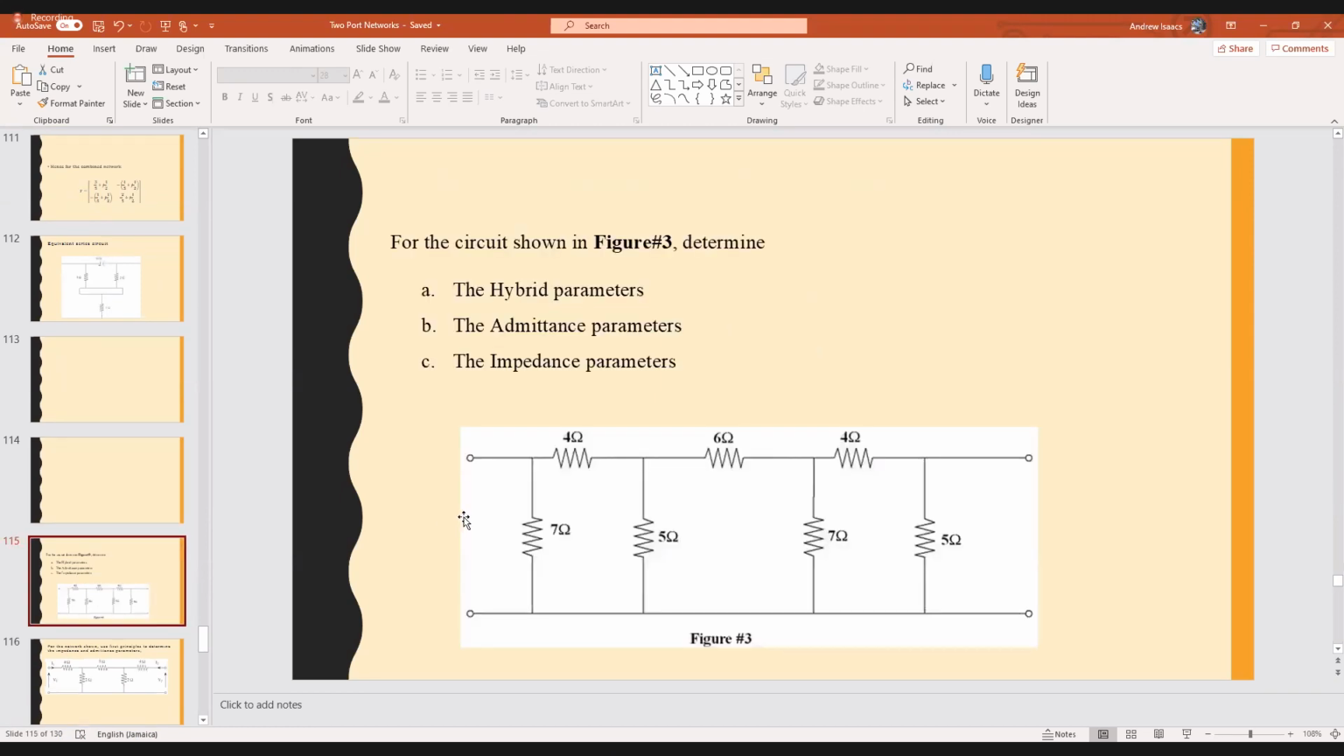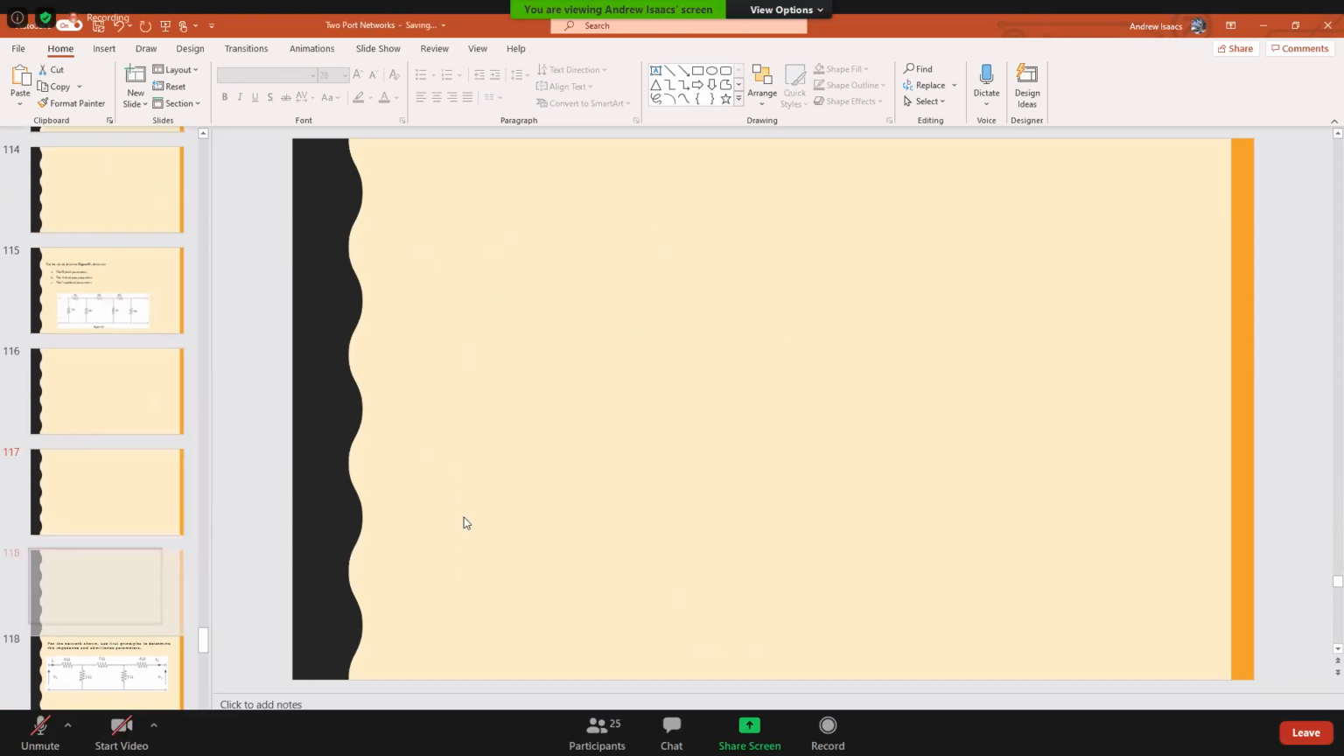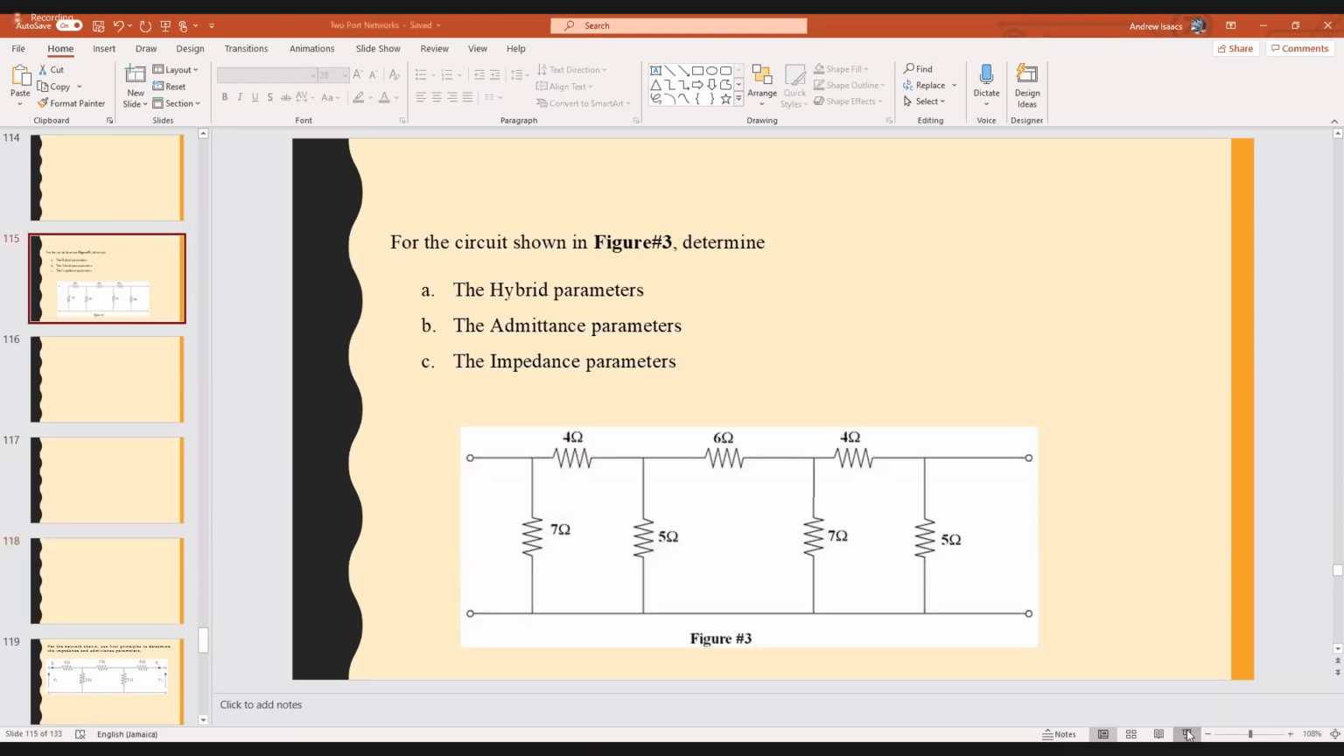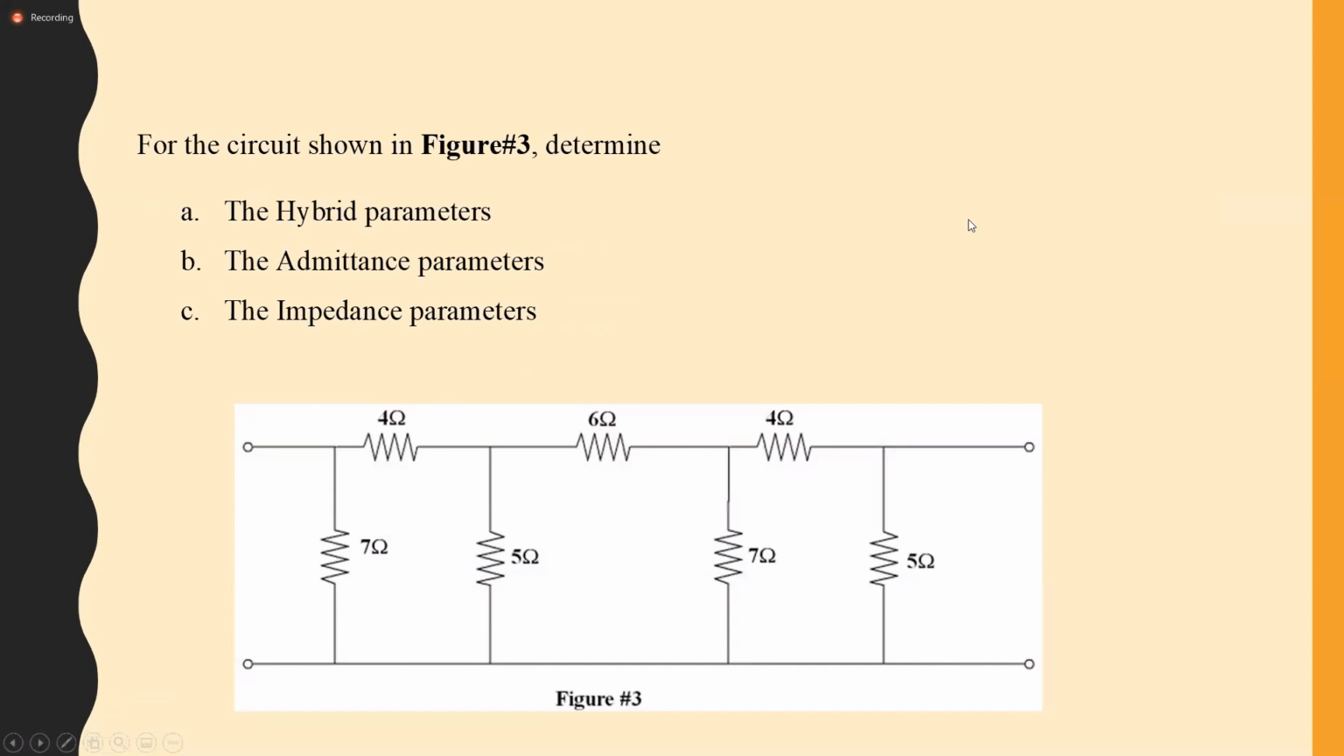All right. So here we have a rather simple looking question. All right. And the objective was for you to find the hybrid parameters. You have to find the hybrid, the admittance, and the impedance parameters.